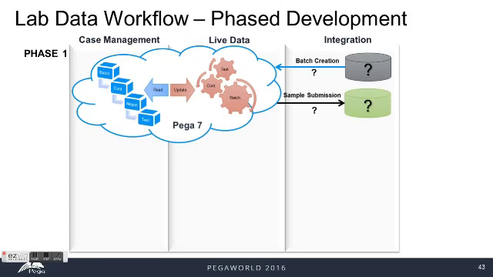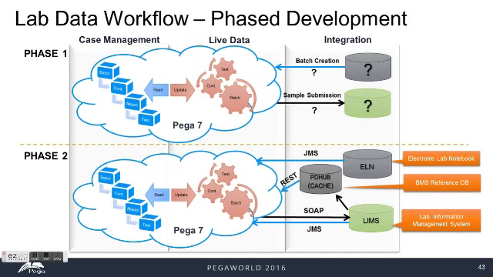So, for example, we knew that there would be a system that would be creating this batch in Pega, but we did not really know what that system was or what type of integration we would be using when we were integrating with that system. Similarly, we knew once the sample intake was complete in our application, we would be sending a message to an external system to create or submit the sample in that system. But beyond that, we did not know how exactly that integration would be achieved.